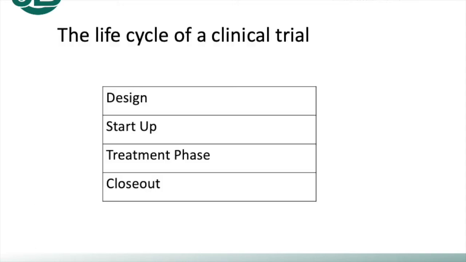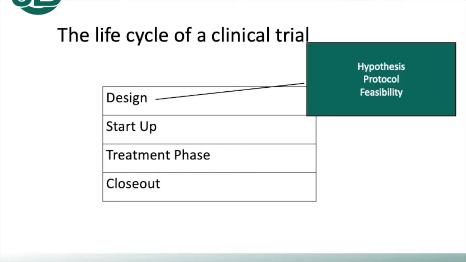So finally, we're going to look at the life cycle of a clinical trial. And we're going to look at 4 areas. So we'll look at the design of the trial, startup, the treatment phase, and the closeout. So firstly, looking at the design, what we do is we develop a hypothesis. And that's really the question that we want to answer from doing this clinical trial. And usually there'll be more than one question.